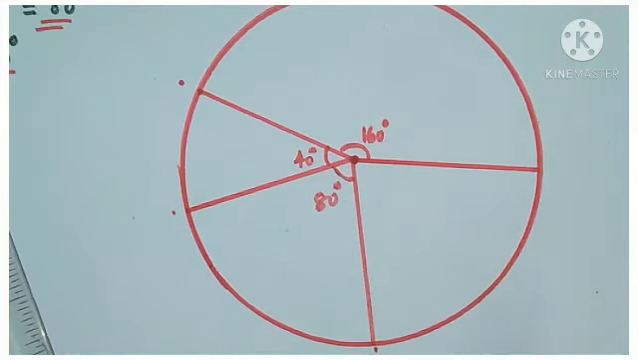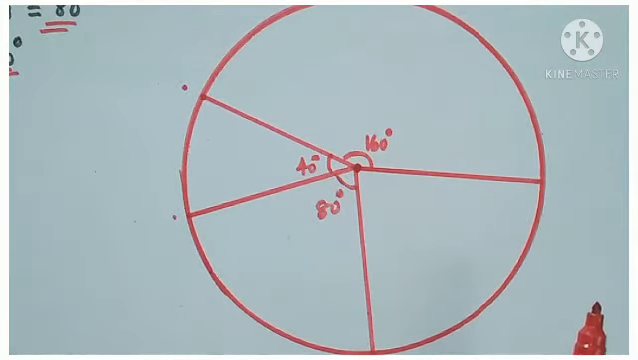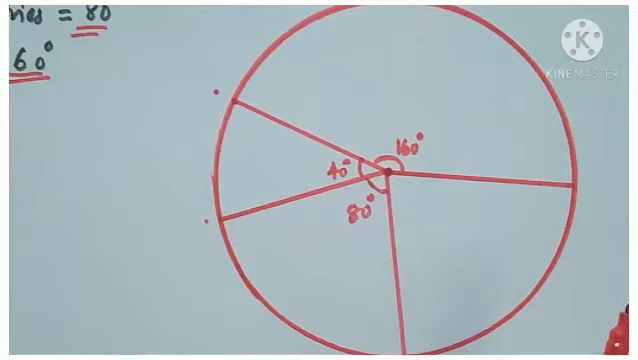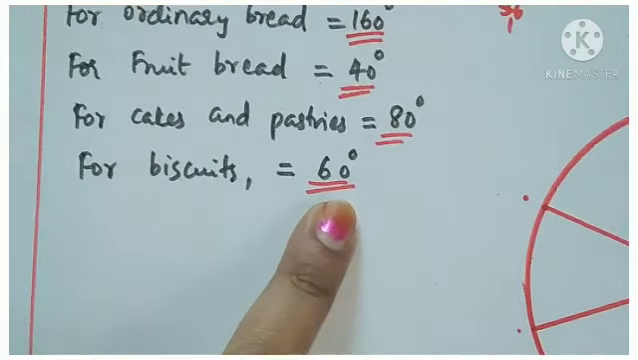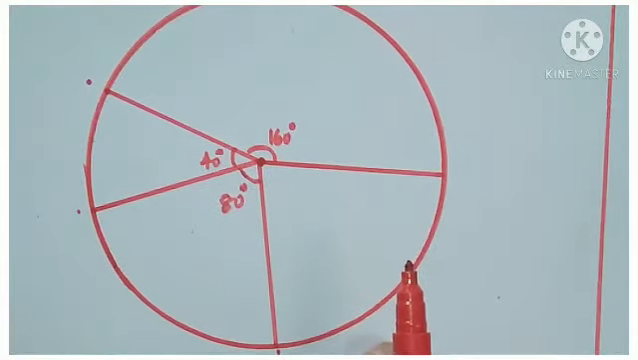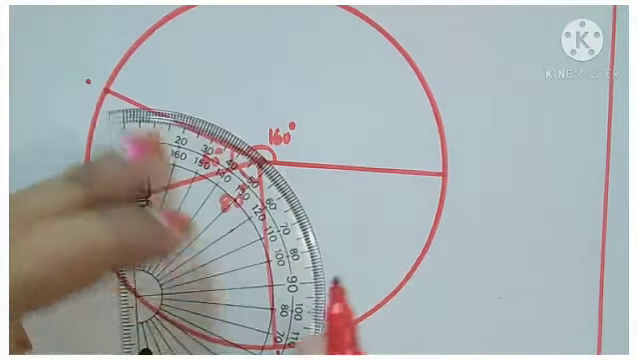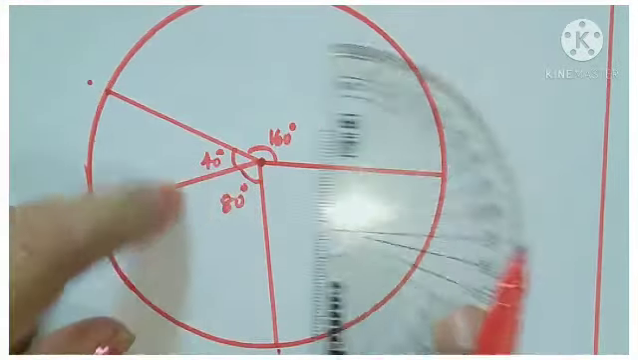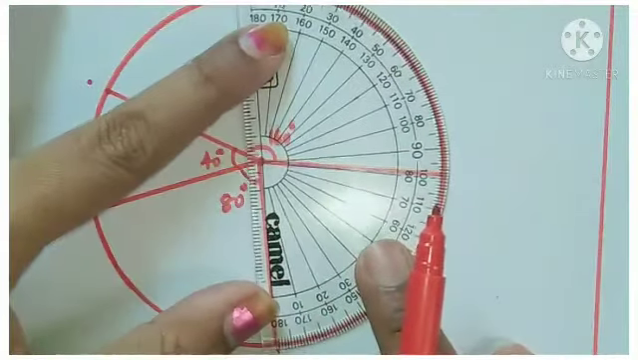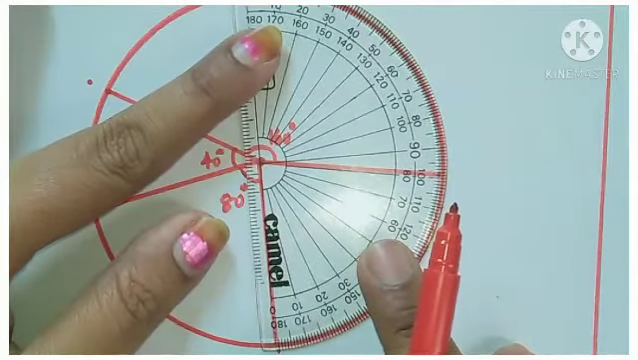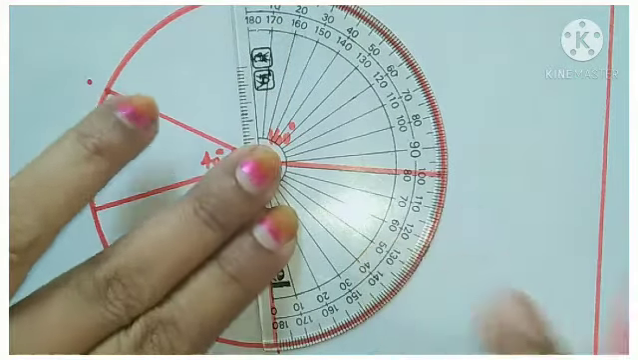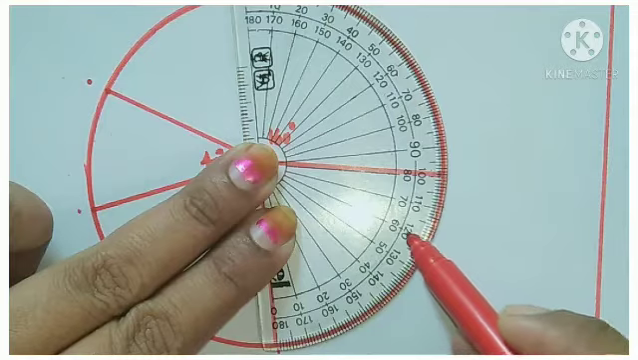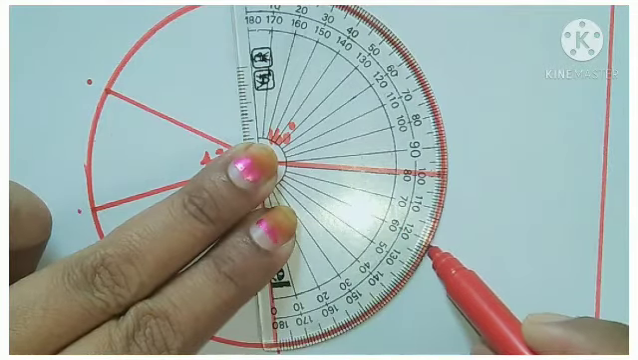Now we want to take biscuits. For biscuits, what angle do we have? For biscuits we have 60 degrees. So again you want to use the line. This is our new line segment. So take the center of the protractor correctly, coinciding with the line. And where is our 60 degrees? Yes, here. This is 60, an acute angle.